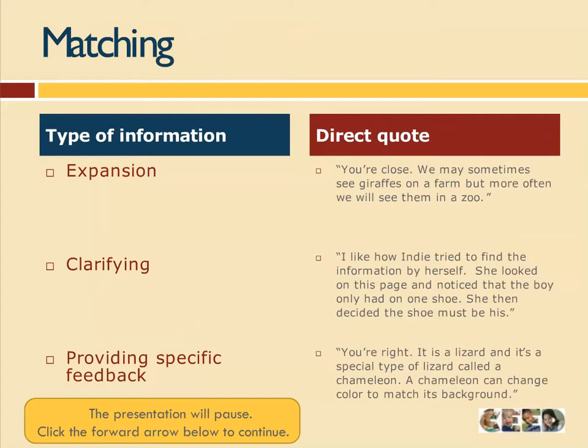And do a matching activity that takes the type of information provided using the class: either expansion, so adding or expanding information; clarifying, so clarifying or correcting information; or providing specific feedback. We're going to take those different types of information and connect them to a direct quote on the right-hand side. Take a sheet of paper and connect which ones you think are aligned.